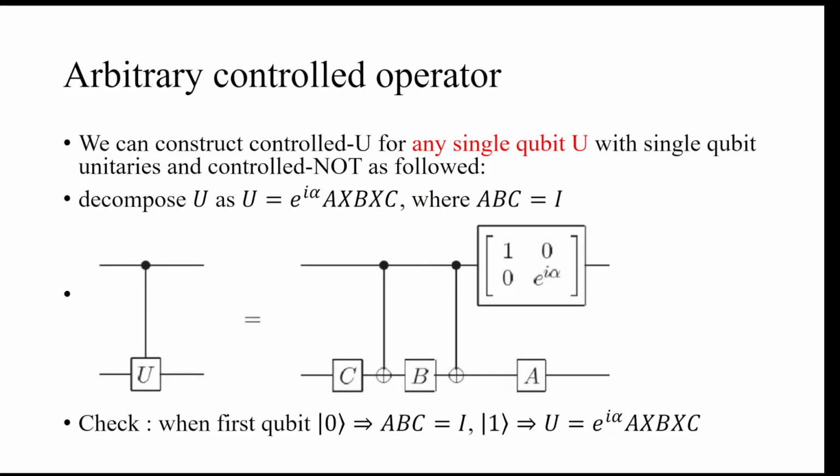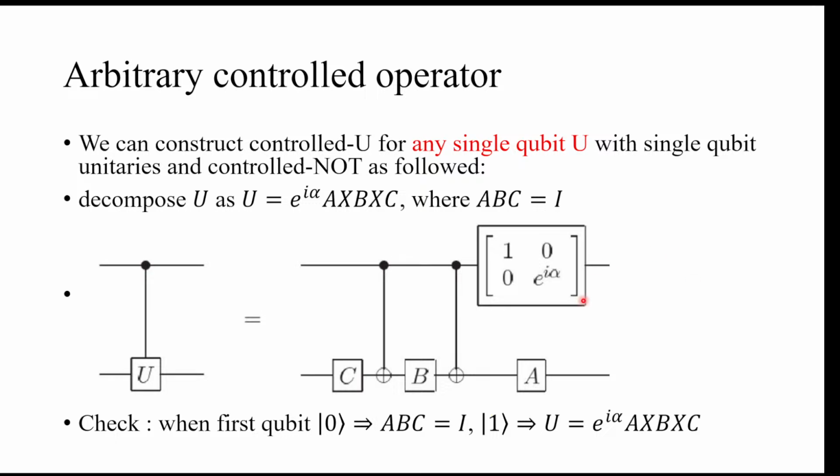And we want to do this with only CNOT and single-qubit unitaries. And this is where we use our U as this A X, B X, C decomposition. And the exact circuit that we do is here. So you do C first, and then CNOT, then B, then CNOT, and then we have this alpha part and A part.